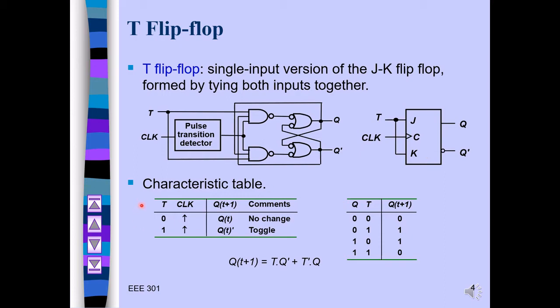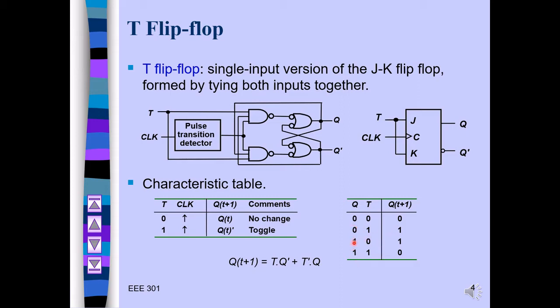For the T flip-flop the characteristics table will be like this. When there is a clock edge, it could be positive or negative. If T is 0, that means no change. If 1, then toggle. So when 0, no change; when 1, toggle. Just look here, Q is your present state value, Q(t+1) is your next state value, and for T equal to 0, the output will stay the same. When T is 1, 1 means toggle, so the previous value was 0, so it becomes 1.